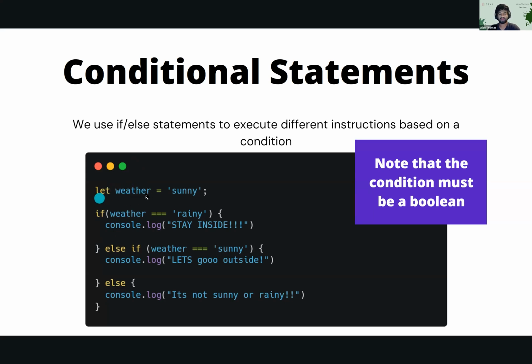here we have a variable called weather, and we are assigning it the value sunny. And then we have an if statement, is sunny equal to rainy? In this case, it's obviously false, so this bit of code will not get executed. Instead, it goes to the else if statement, which does the same thing. It checks, is weather equal to sunny this time? And obviously that's true because we have the variable set to sunny. So the code in between these curly brackets will execute. In this case, it will execute console.log, let's go outside.